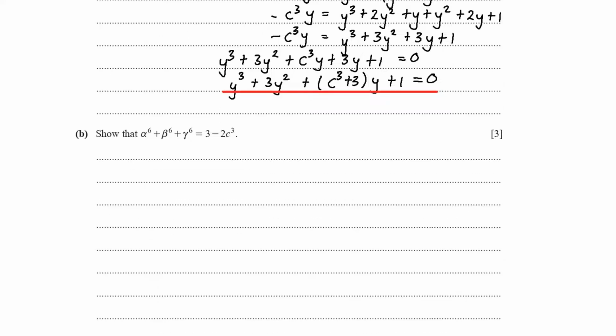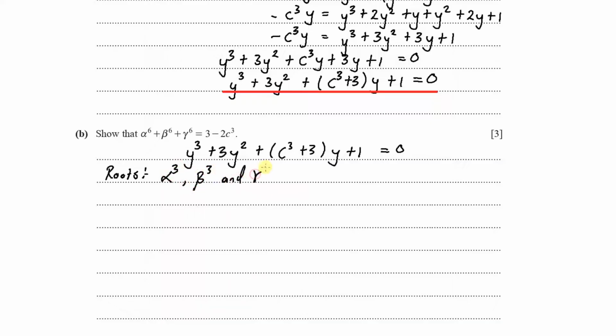So we're going to use the cubic equation that we got in part B, which is y cubed plus 3y squared plus (c cubed plus 3) y plus 1 is equal to 0. And we know that according to the question, the roots of this cubic polynomial are alpha cubed, beta cubed, and gamma cubed. So this is what we're going to use.